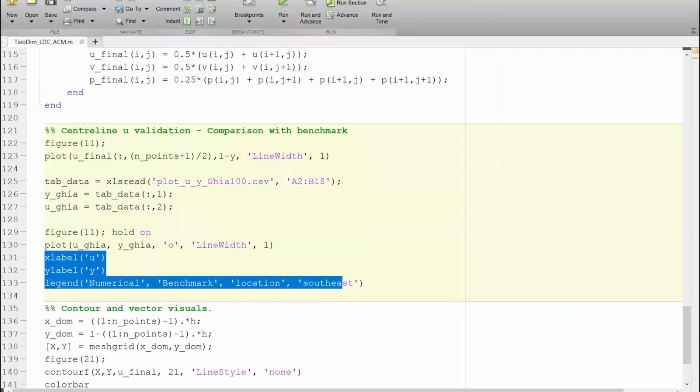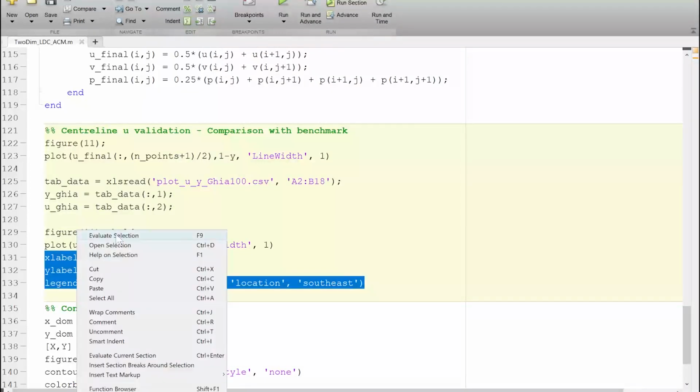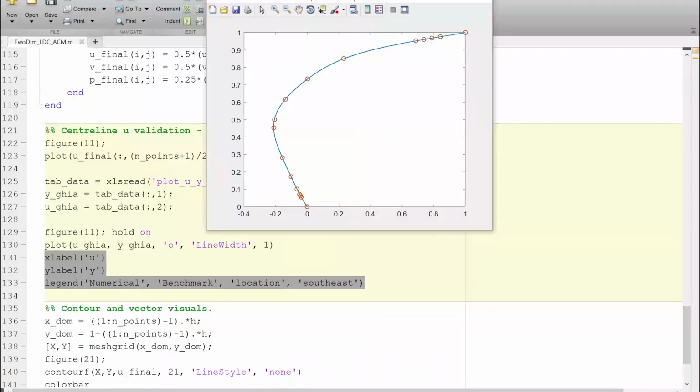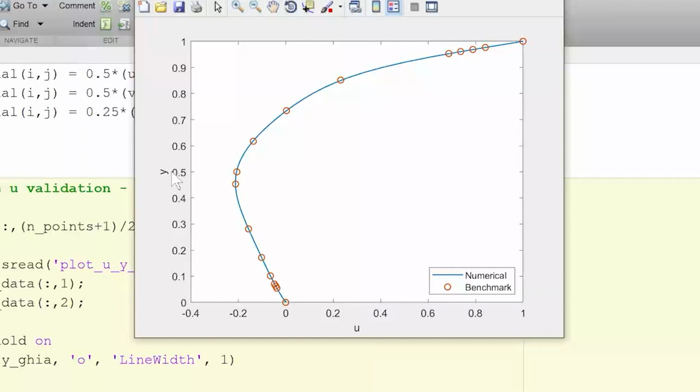And I'll also name this axis here because that's a good practice to always keep in mind. So the x-axis corresponds to u, whereas the y-axis corresponds to the vertical location. And the legend says that the blue line is our computational solution, whereas the red marks correspond to the benchmark solution. So now that we have got our results validated, we can be happy that our solution is converged and is right. So now we can go into the visualization aspect of this study, and we can also extract more data from the correct solution.